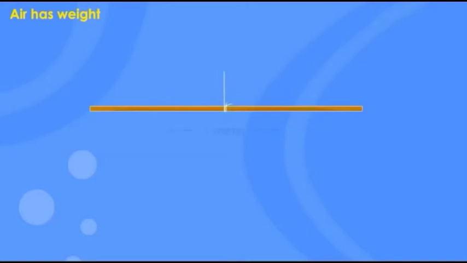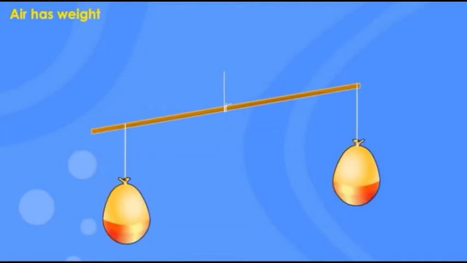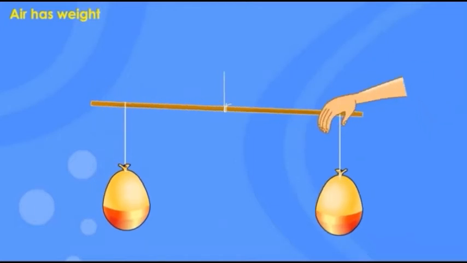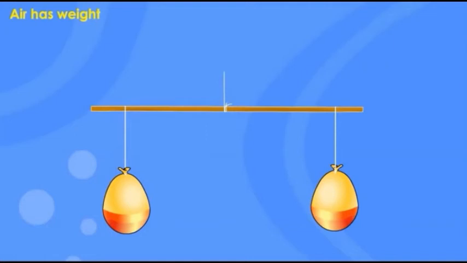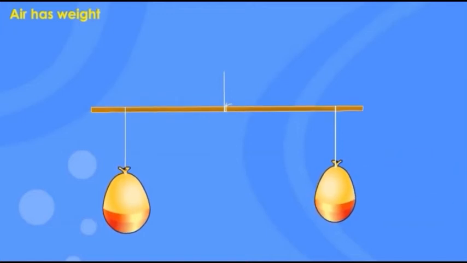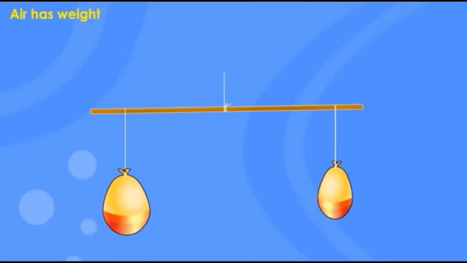Students, let's start with the experiment. Take a stick which is 1 meter long. Tie a string in the middle of the stick. Take two blown-up balloons and tie their strings at the two ends of the stick as shown in the video. Once you've done this, balance the stick by shifting the positions of the balloons. Once they are balanced, take a pin and prick one of the balloons so air may slowly escape from it.